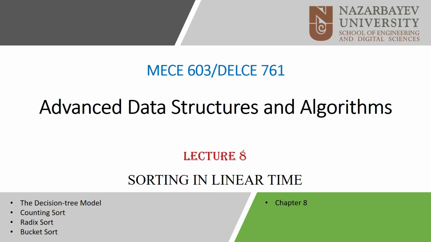We will then be looking at three sorting algorithms that run in linear time. These algorithms are the counting sort, radix sort, and bucket sort. Obviously, the big omega n log n lower bound does not apply to these three algorithms.